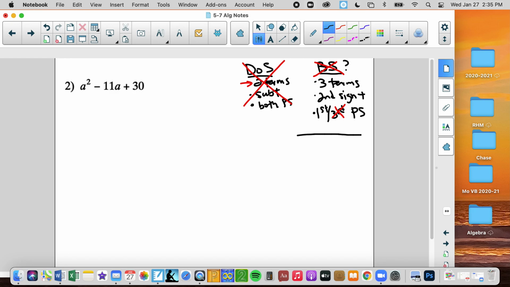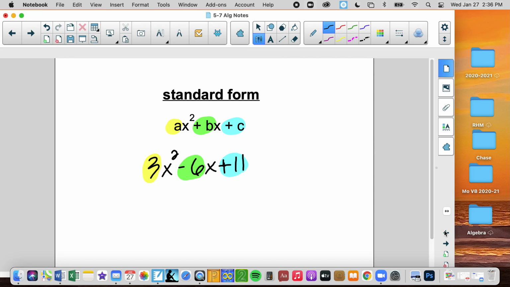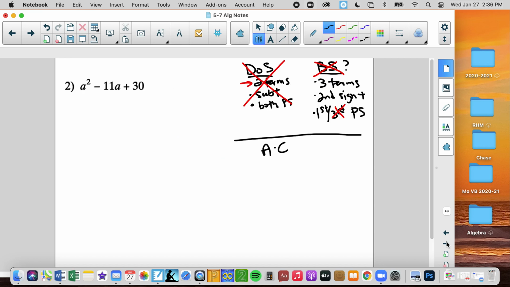So what we do now is we are going to use this method that I call A times C. Remember, A is going to be the coefficient of x squared, and C is going to be the constant. So what is my A value? What is the number in front of a squared? Well, there's an invisible 1 there, so A is equal to 1. What is C? C is going to be my constant, 30. And we're going to multiply A times C to get a number.